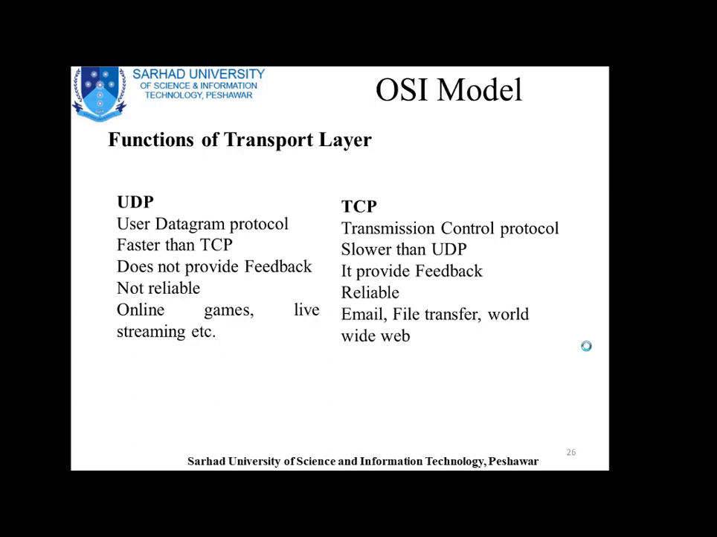UDP is basically connectionless. This is known as user datagram protocol, and it is faster than TCP because it does not wait to find the basic route path towards the receiver. It simply transmits the packet, so it is faster than TCP, that is transmission control protocol, that is connection oriented. In TCP, we have to wait for a path to establish, or a connection, or a channel to establish, or a route to find out, which we will be seeing in the coming slides, that how a route can be found out.